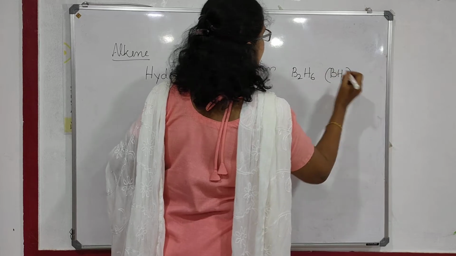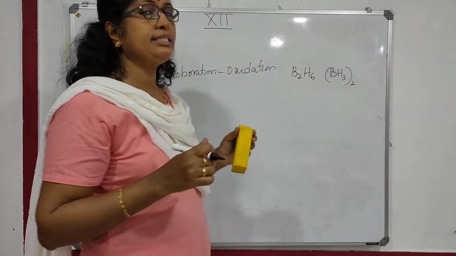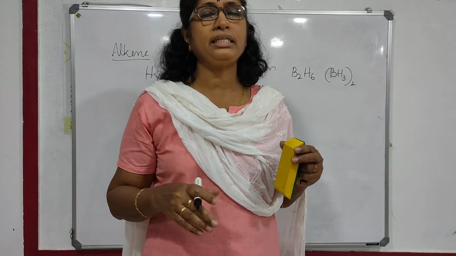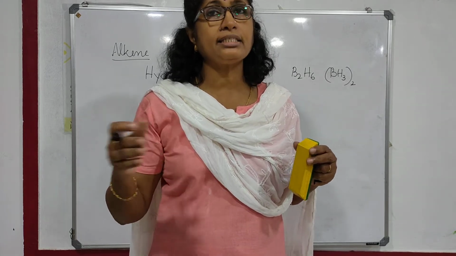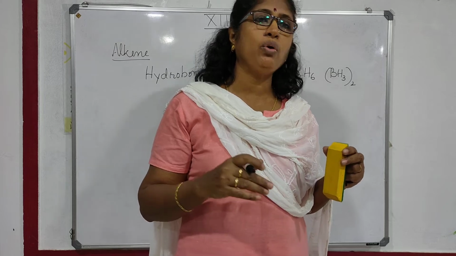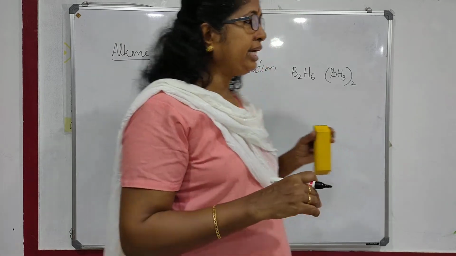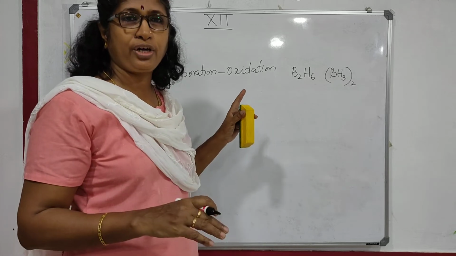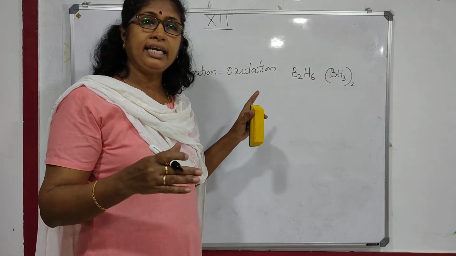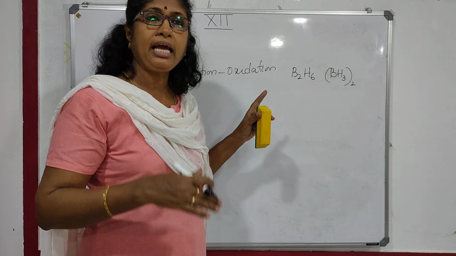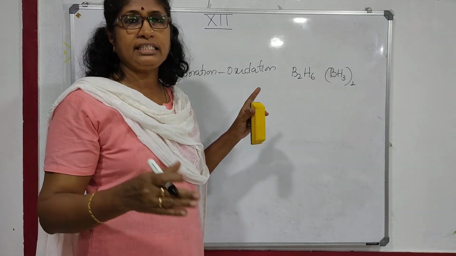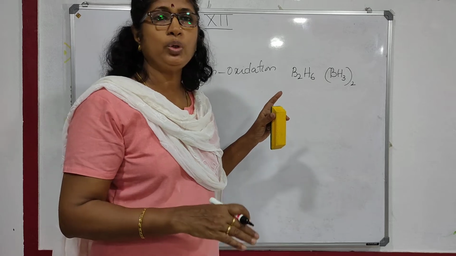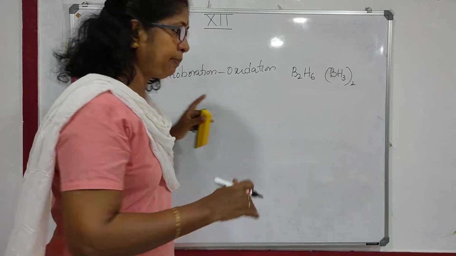Here this diborane or boranes can add to alkene and form organometallic compounds, and their subsequent oxidation can give you alcohols. Now here the addition takes place according to anti-Markovnikov's rule. That is, the negative part of the addendum will be added to the more hydrogenated carbon atom, and the positive part of the addendum will go to the less hydrogenated carbon atom.